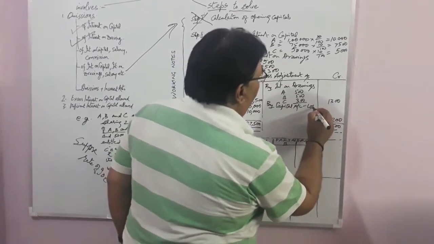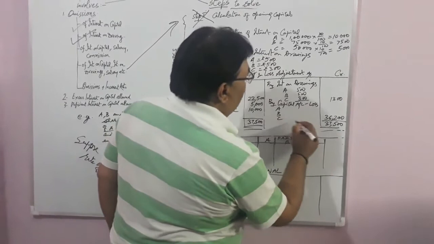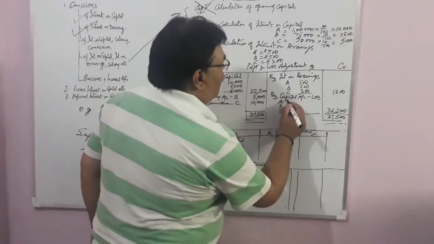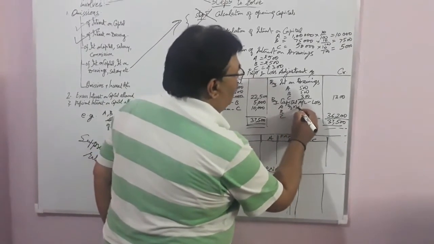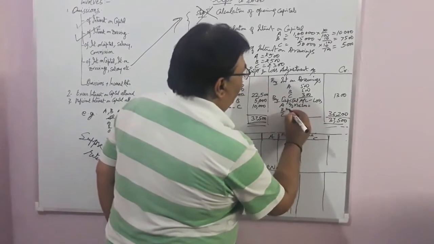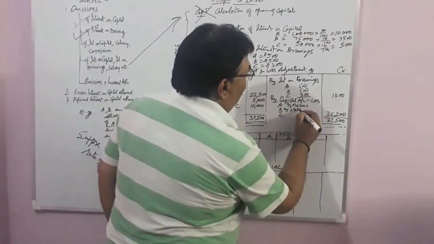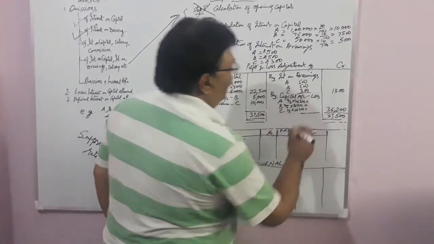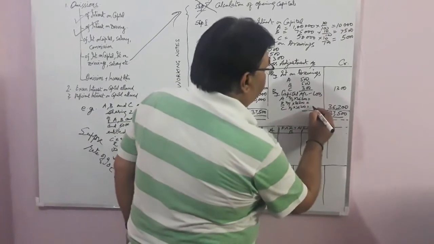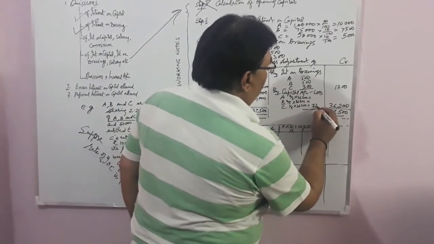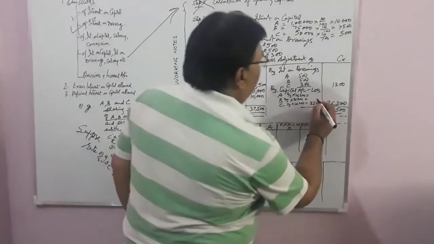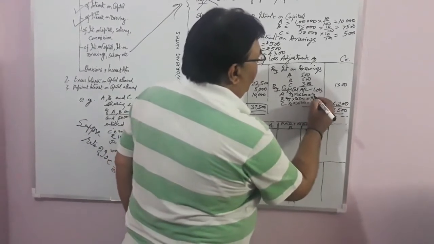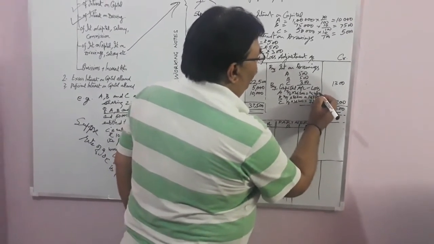So I will write down capital account loss A, B and C. This is distributed in the ratio of 2:2:1. So it means 2/5 share of 36,200 incurred by A, 2/5 share of 36,200 incurred by B, and 1/5 share of 36,200 incurred by C. The amount stands 7,240 for C, 14,480 for B, and again 14,480 for A.